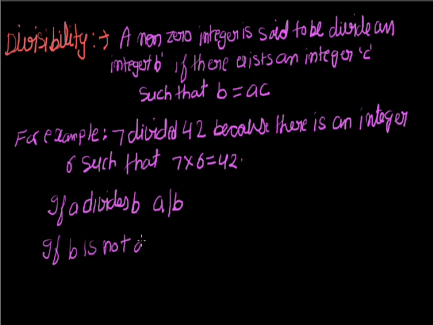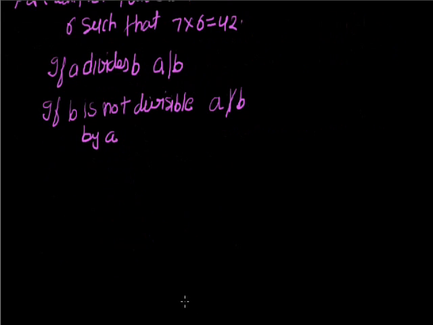then we can write it like this: a, with a cut through this line. That is the notation when b is not divisible by a. So that's all about divisibility.